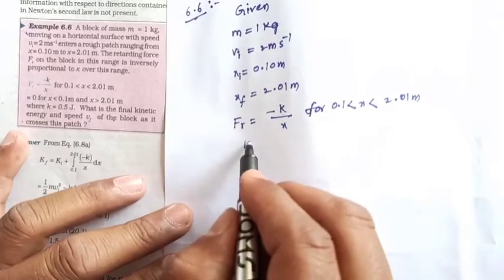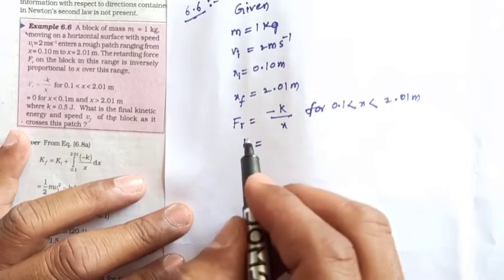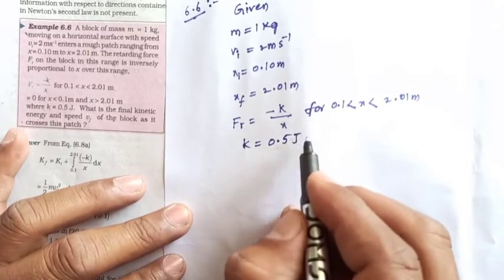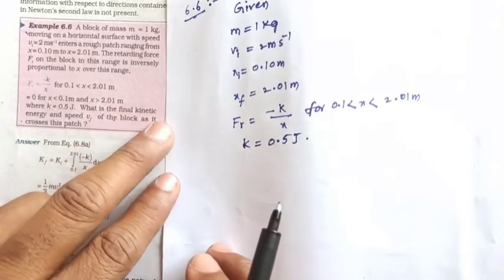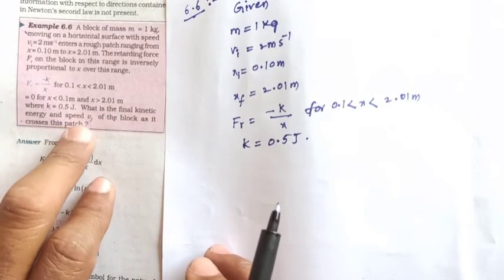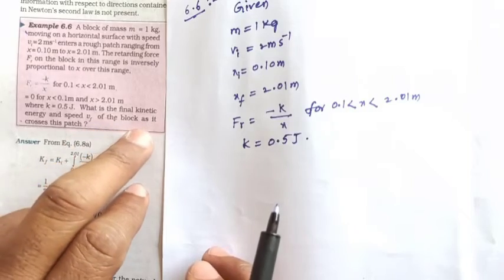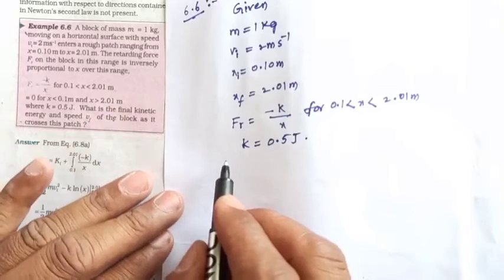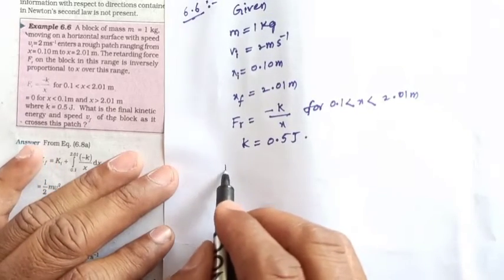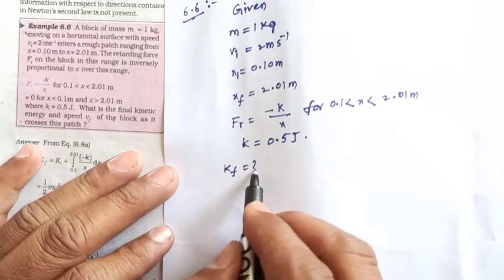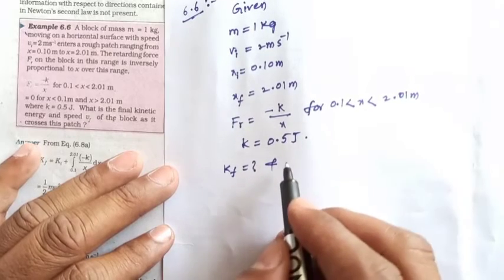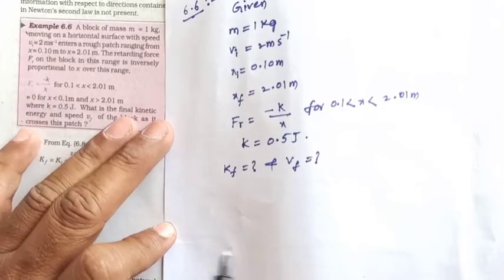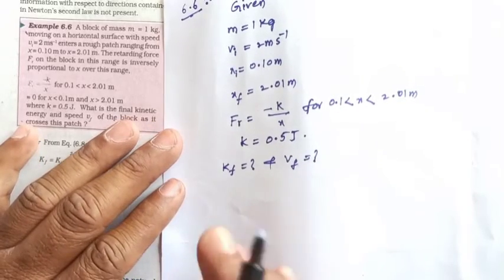Next, k is given as 0.5 joules. So what is the final kinetic energy and speed vf of the block as it crosses this patch? We need to find the final kinetic energy and also the final speed. So what is the equation here?